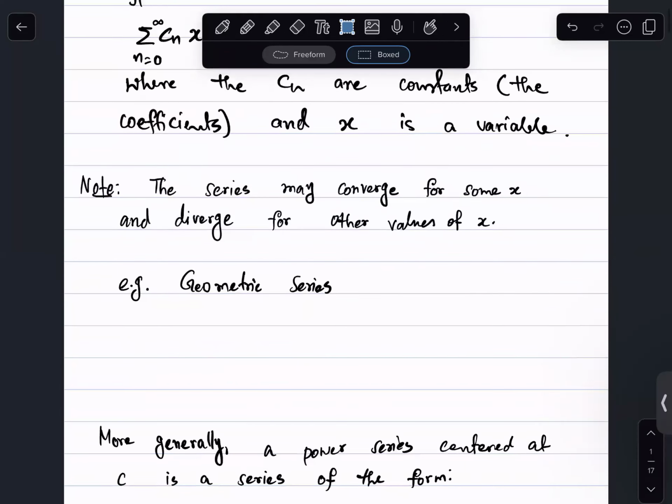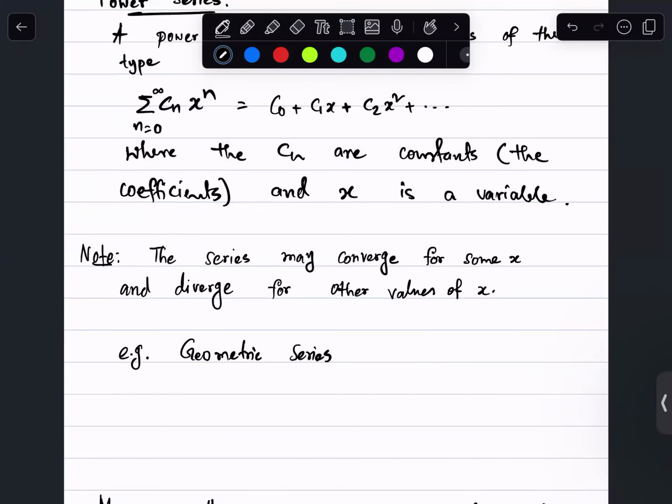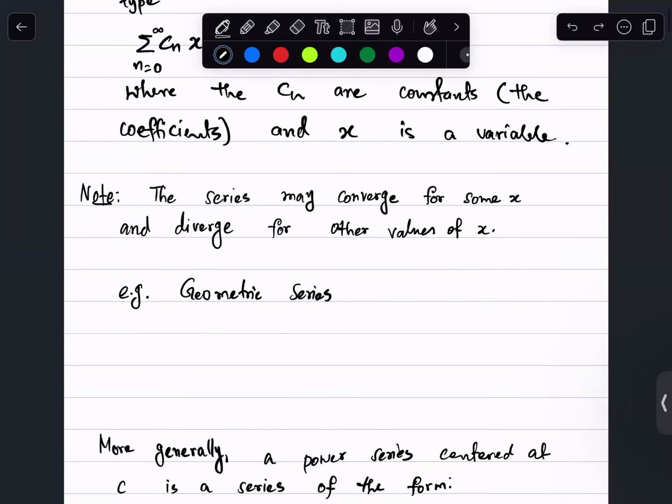One note here, the series may converge for some x and diverge for other values of x. So you can see that the series completely depends on the value of x, right? So therefore, depending upon the value of x, the series may converge or diverge.